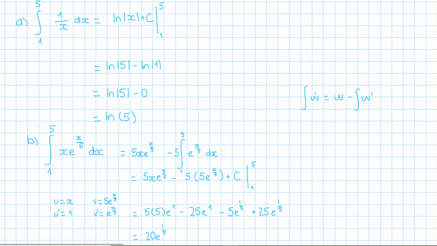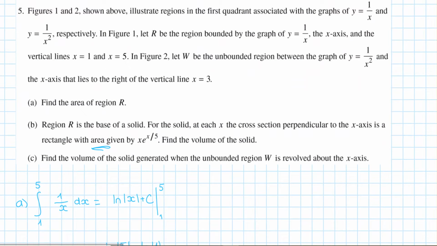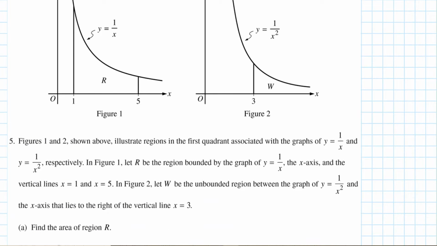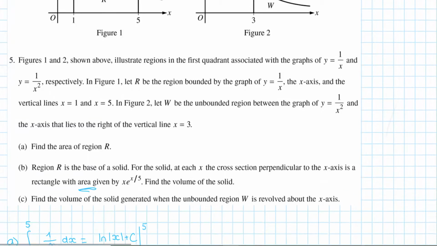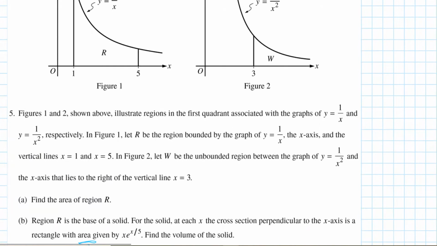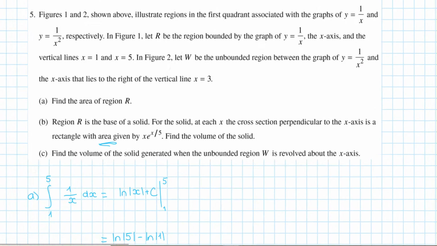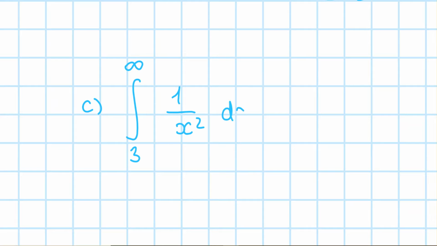So for C now: find the volume of the solid generated when the unbounded region W is revolved about the x-axis. So as you can see here, the W region is from 3 to infinity. So in this case, C would be the integral from 3 to infinity of 1 over x squared dx. But remember, we're not finding the area, we're finding the volume.